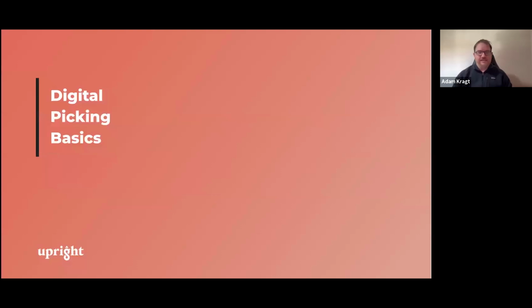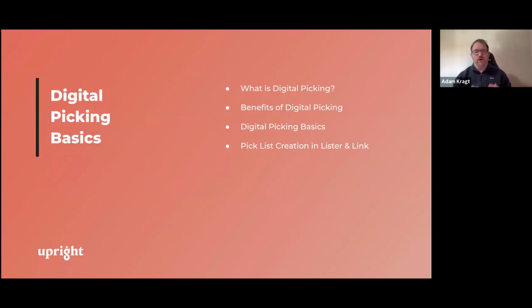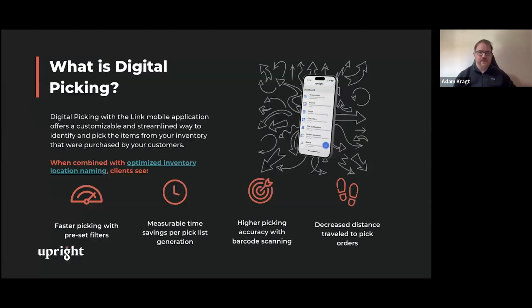So let's talk about basics. Many of you may know some of the basics of digital picking, but some of you may not. So we're going to talk about what digital picking is, the benefits of digital picking, some of the basics of the statuses, filters, and what you can control in digital picking, and then how a pick list is created and processed with Lister and Link.